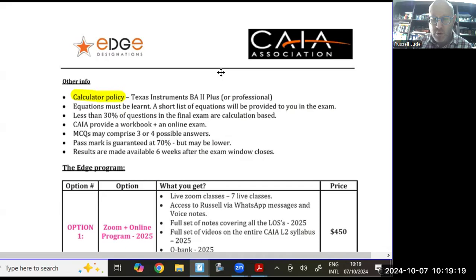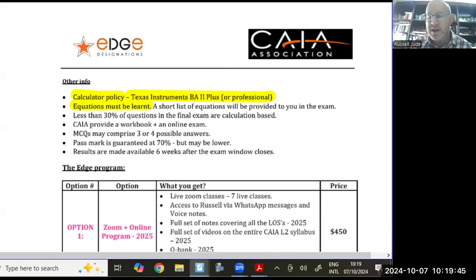And you're going to shout at me and say, well, why did I only put the Texas BA2 Plus over here when in fact you can also use the HP12C? The reason for that is most prep providers only teach on the Texas. And based on that, I've just given you that one over there. But yes, I agree with you that you can also use the HP12C, CFA, CAIA alike.